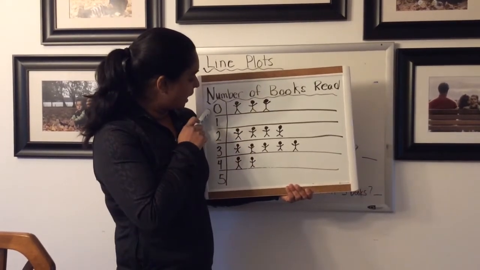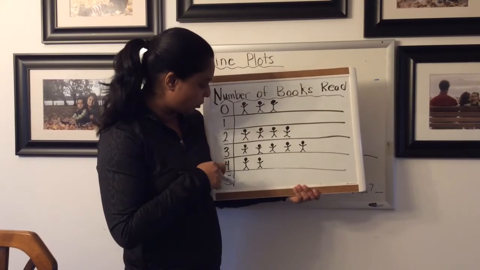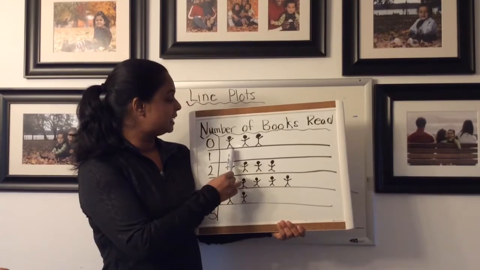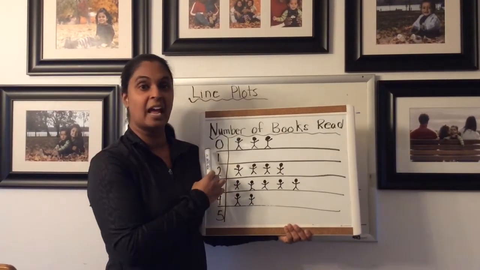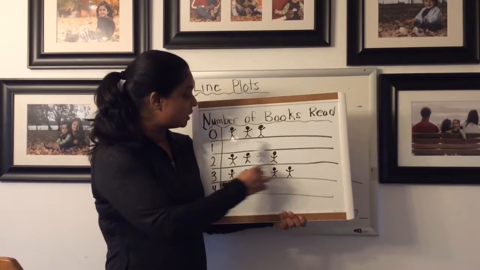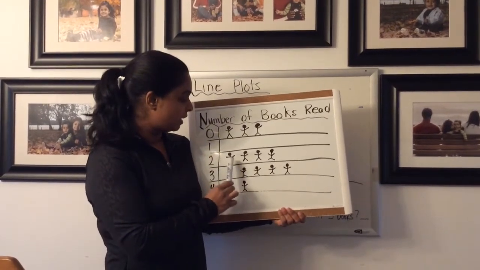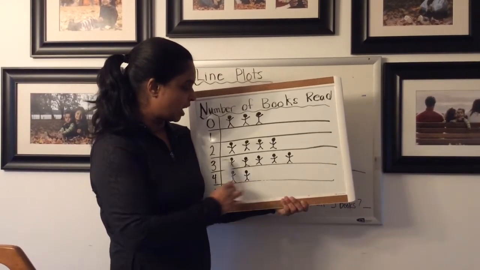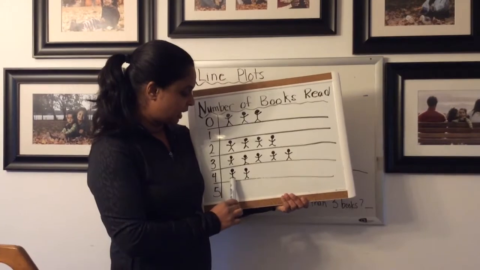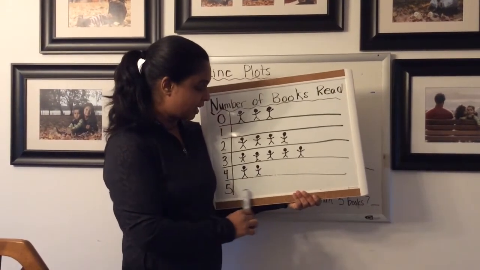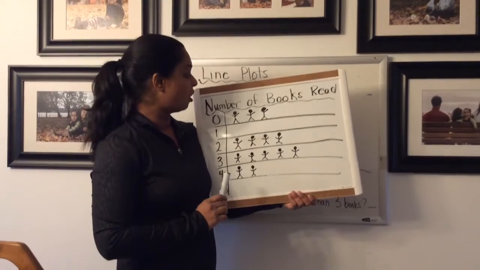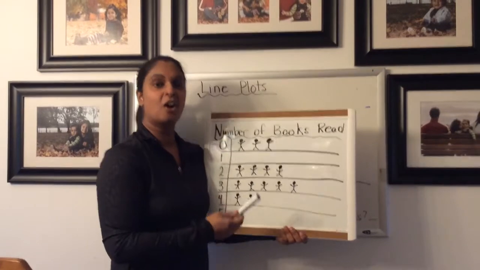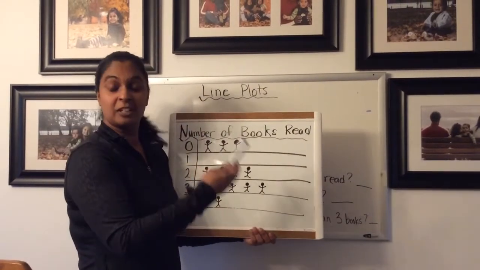So right now I have 0, 1, 2, 3, 4, or 5 as the number of books that students could have read. And we can see that there are 3 students who were not able to read any books. No students here just read 1 book. We have 1, 2, 3, 4 students here who have read 2 books. We have 1, 2, 3, 4, 5 students who have read 3 books. And we have 2 students who have read 4 books. And then no one read 5. So using this information, we can then graph this data in different types of graphs.